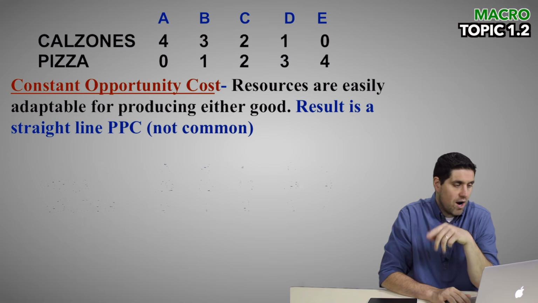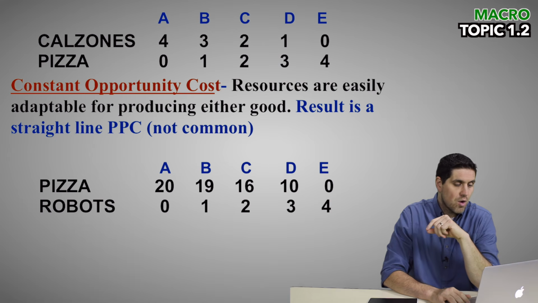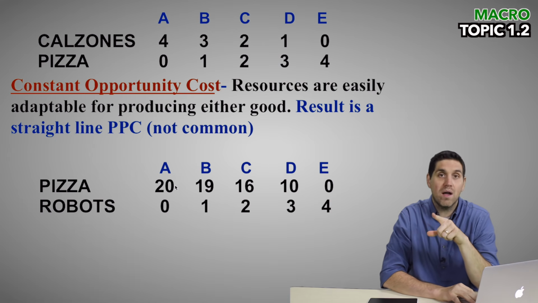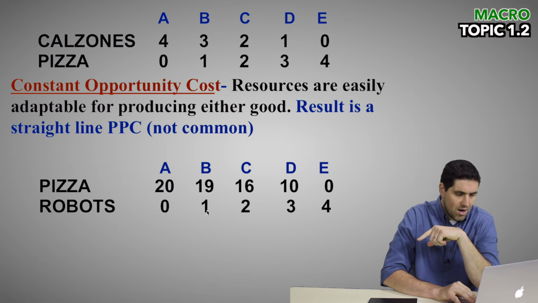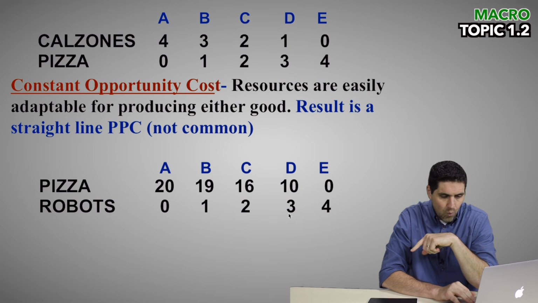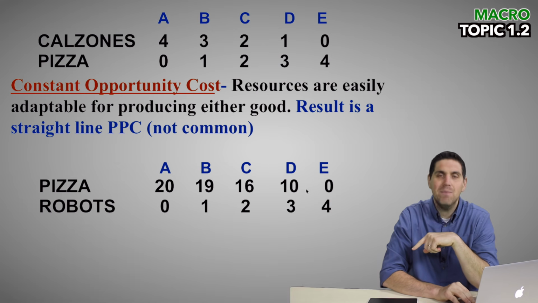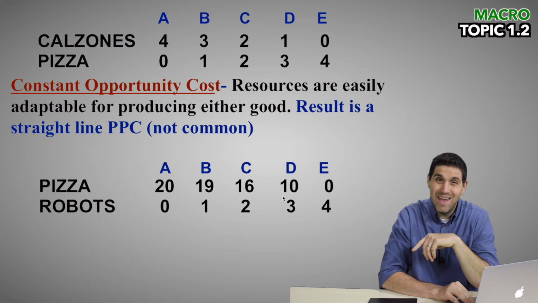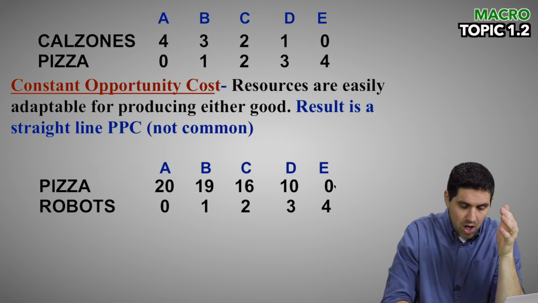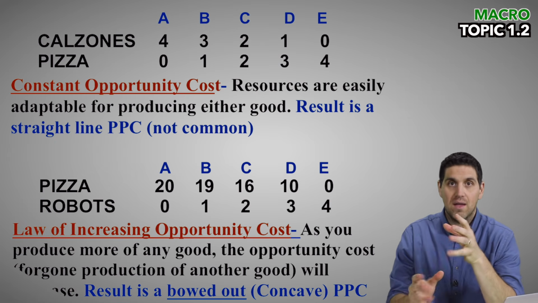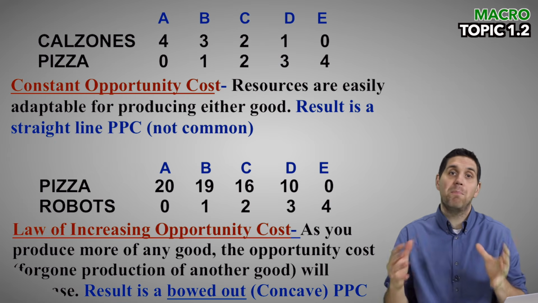Now let's look at a different scenario. Let's look at pizzas and robots. Right here, when I produce the very first robot, I gain 1 robot, but I lose 1 pizza. When I go here, I gain 1 more robot, but now I lose 3 pizzas. Later on, I gain 1 robot and I lose 10 pizzas. Notice, I lost only 1 pizza here, and now I'm losing 10 pizzas? Something's going on, and it's called the law of increasing opportunity cost. As you produce more of anything, the opportunity cost to produce it is going to get bigger and bigger.